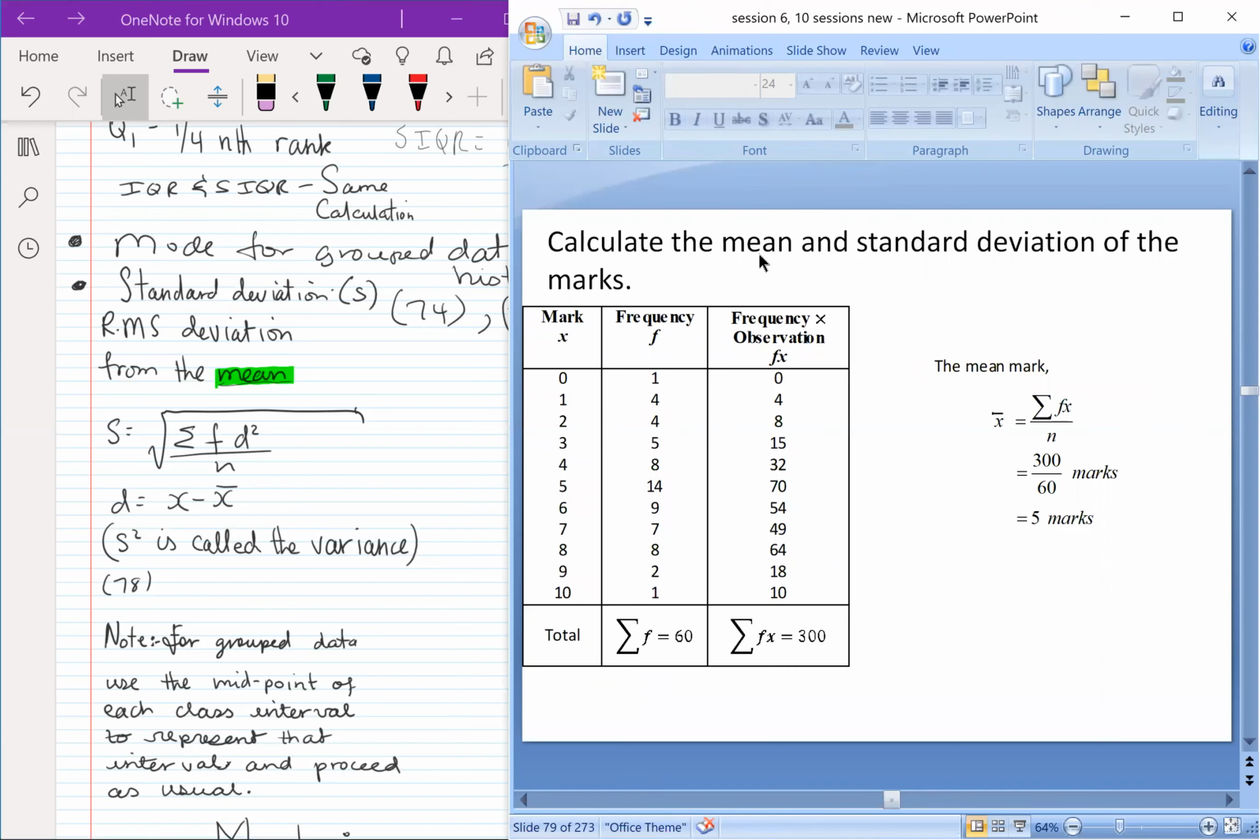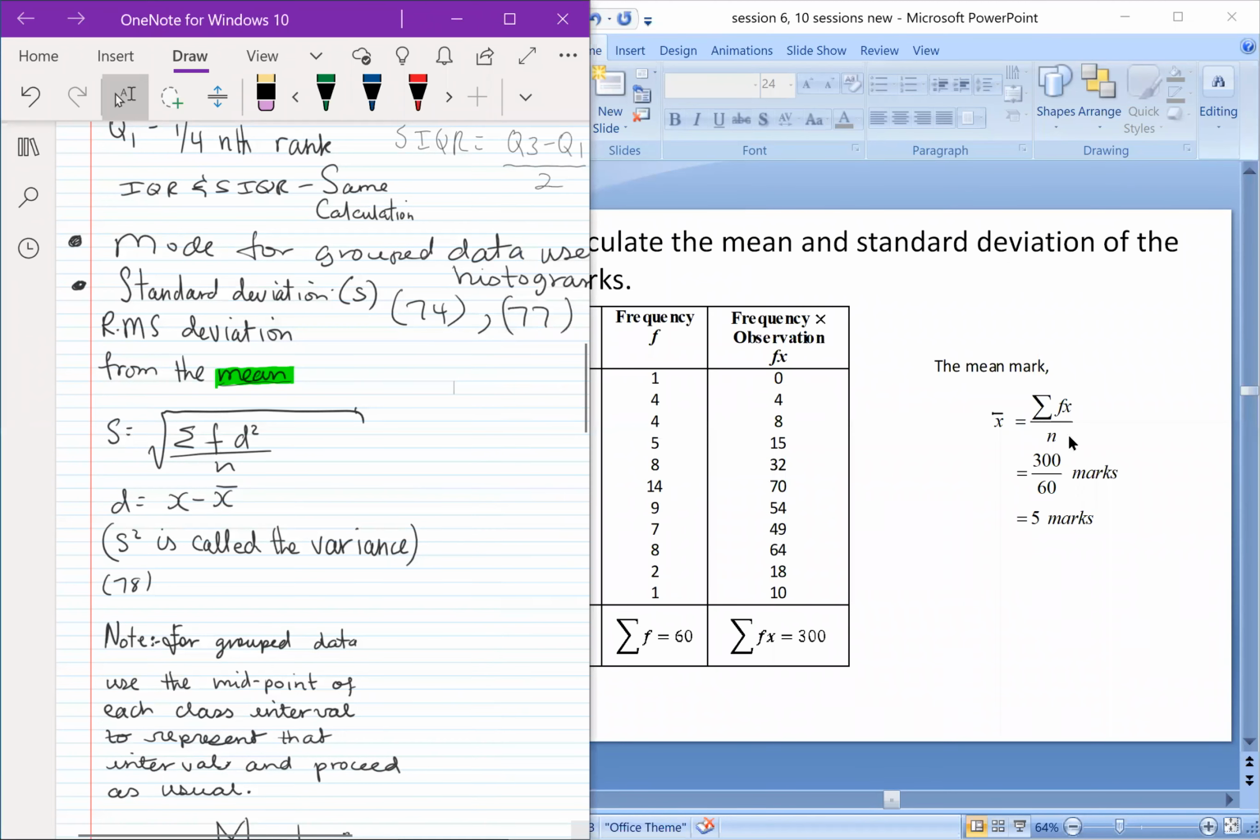But even if they didn't say to calculate the mean, you're supposed to know that you have to calculate the mean first. So how do we go about calculating the mean? Well, our formula, which we had learned since the last time, was the sum of f times x over n. That is the calculation for the mean when you have a frequency distribution, right?